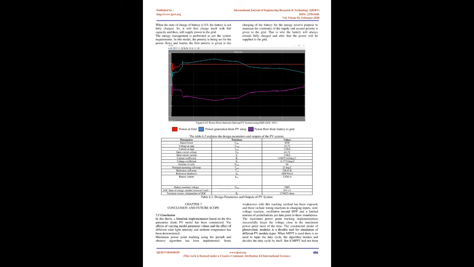When the state of charge of battery is 0.9, the battery is not fully charged. So, it will first charge itself with full capacity and then will supply power to the grid. The energy management is performed as per the system requirements. In this model, the priority is being set for the power flows, and herein, the first priority is given to the charging of the battery for the energy reserve purpose to maintain the continuity of the supply, and second priority is given to the grid. That is why the battery will always remain fully charged, and after that the power will be supplied to the grid.